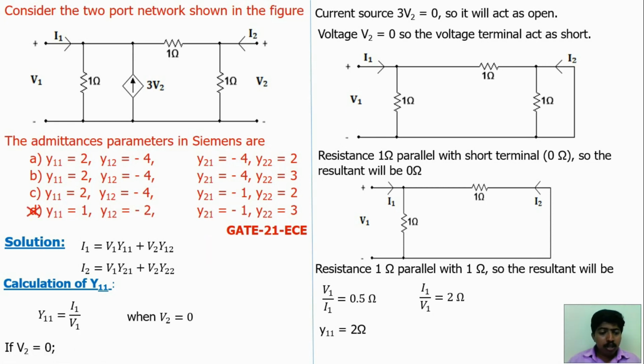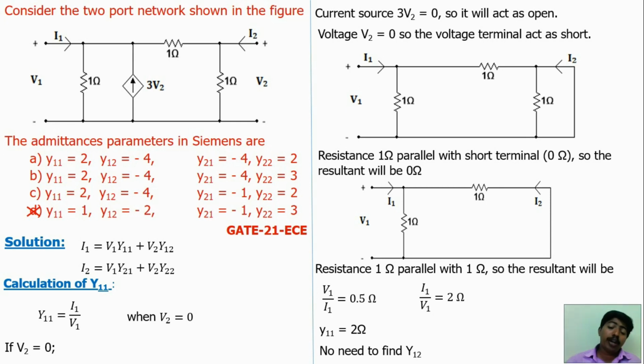Okay. Now we have to find Y12. Observe the options A, B, C. All the options A, B, C have the same value for the parameter Y12. So if we find Y12, the value will be minus 4. So we cannot eliminate any option because all these options have the same value. So no need to find Y12 here. If we find Y12, it will take some time. You will get the answer as minus 4.